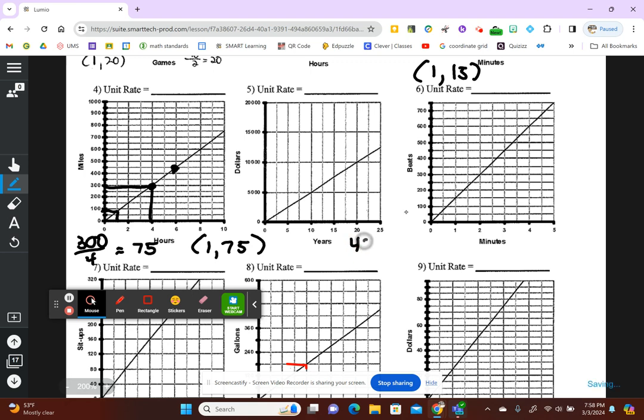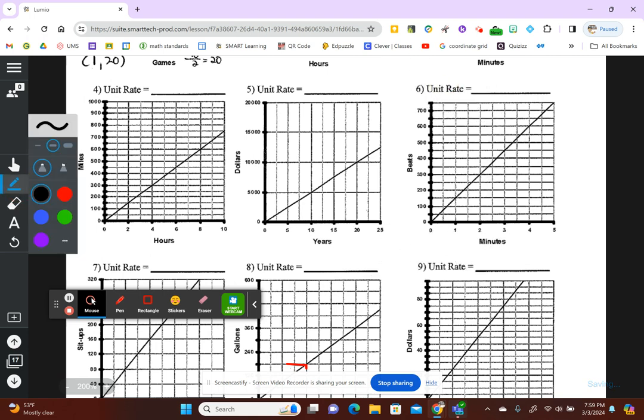And that means, like for here, this is 6, 450. If I divide 45 by 6, sorry, that would be 450 divided by 6. 6 goes into 45 7 times, 6 goes into 30 5 times. So that also equals 75. So my equation would be y equals 75x, and this is 75 miles per hour. So let's do one more.